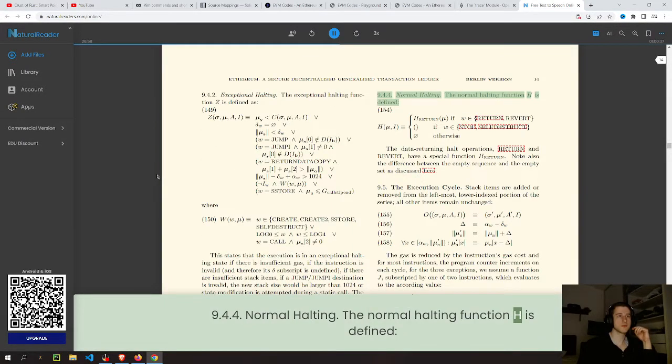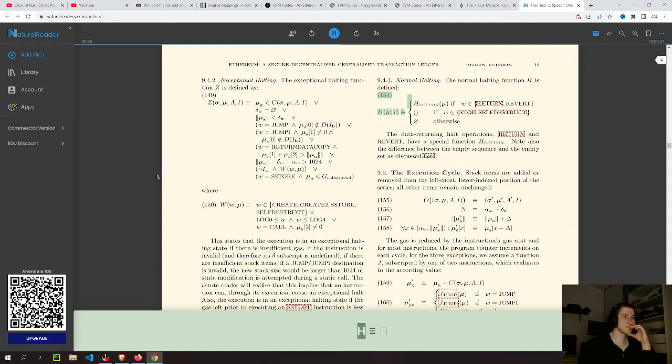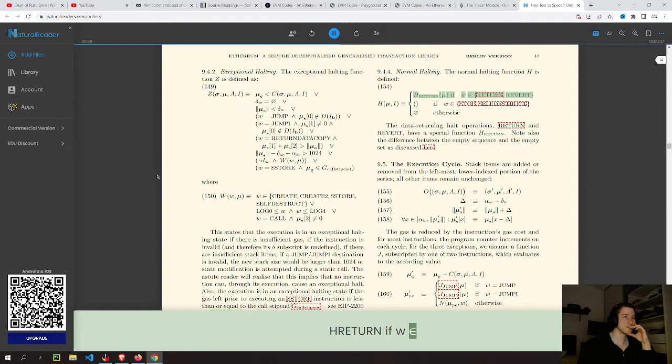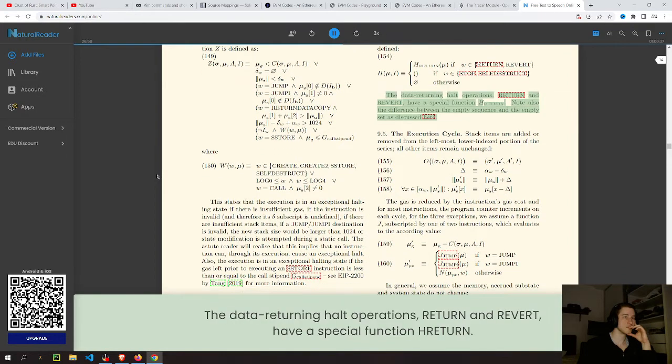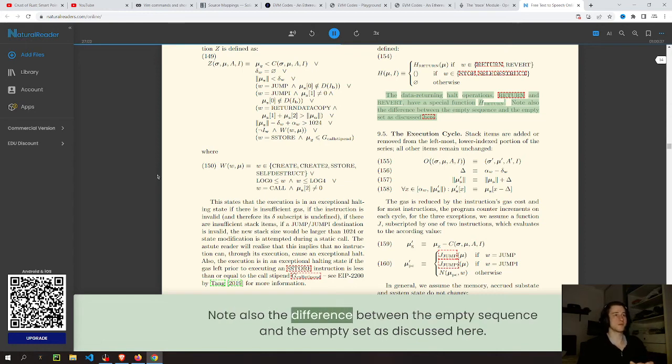The normal halting function h is defined. H. Return if W set membership symbol. If W set membership symbol. Otherwise. The data returning halt operations, return and revert, have a special function return. Note also the difference between the empty sequence and the empty set as discussed here.